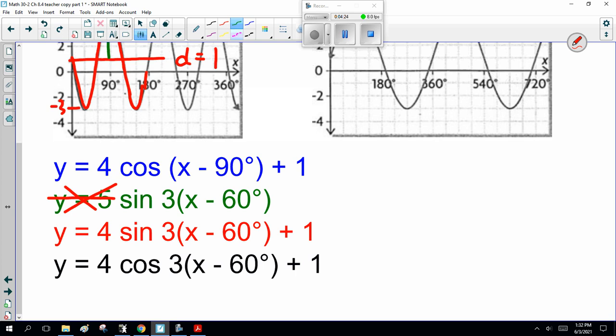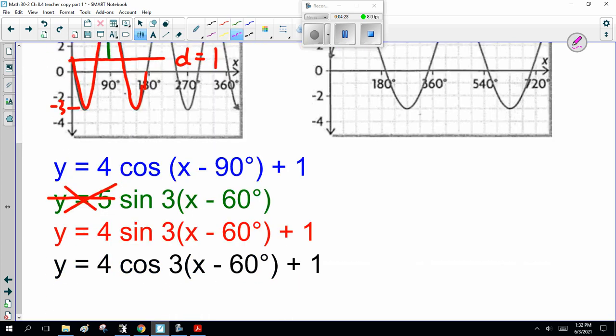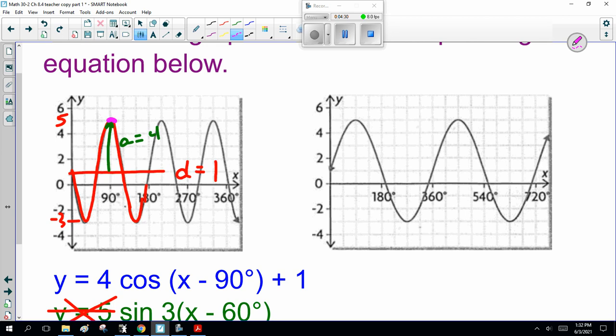I'm going to cheat. I'm looking at the numbers here. I want to go peak to peak. I think that's easiest. Because I start at 90 degrees and I end here, at 210 degrees. So that gives me 120 degrees for the period.